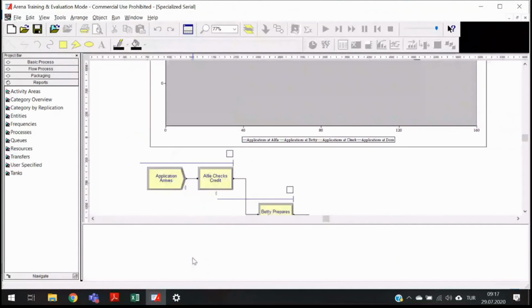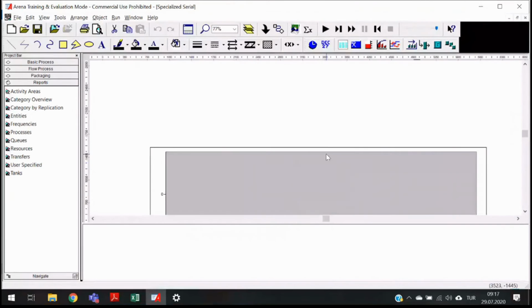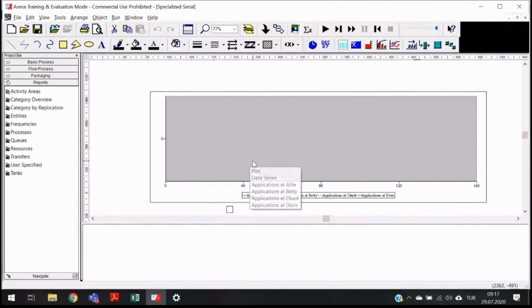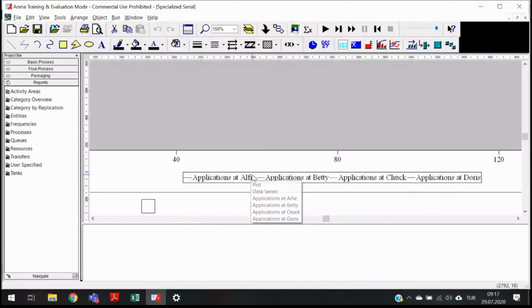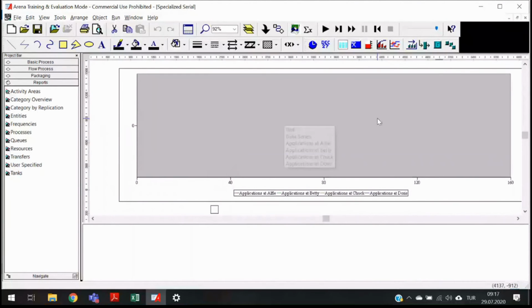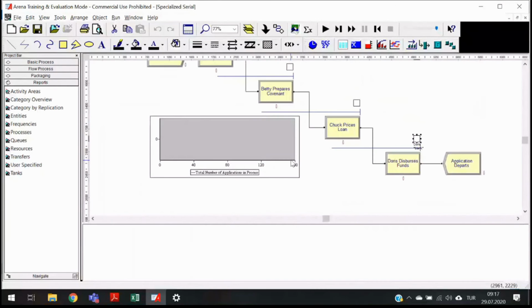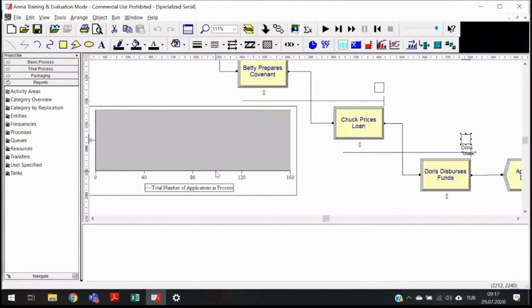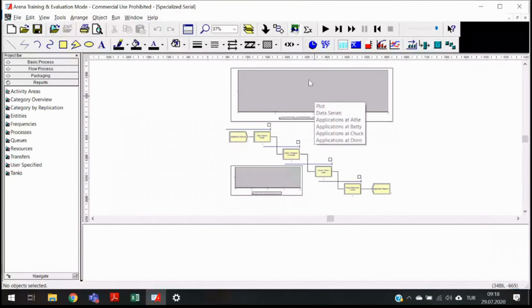Okay. Also, I have introduced two plot diagrams. In the first plot diagram, I will see the number of applications in each separate process, with different colors. You cannot see them because of the resolution, but we have different colors here. We are going to observe the number of applications in each process in this plot diagram. Here, the total number of applications in the process. So let's run this simulation at the slowest mode possible.